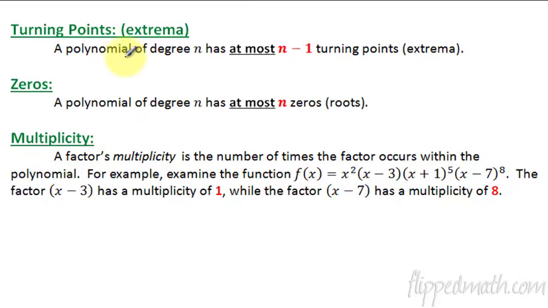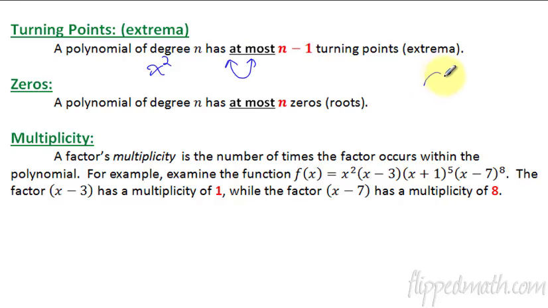Turning points is like the extrema that we talked about. How many turning points are in it? Well, if you look at the degree n, then it's going to have at most n minus 1 turning points. Let me use an example. X squared. How many turning points does that have? A parabola will turn around one time. 2 minus 1. The degree is 2. So it has one turning point.